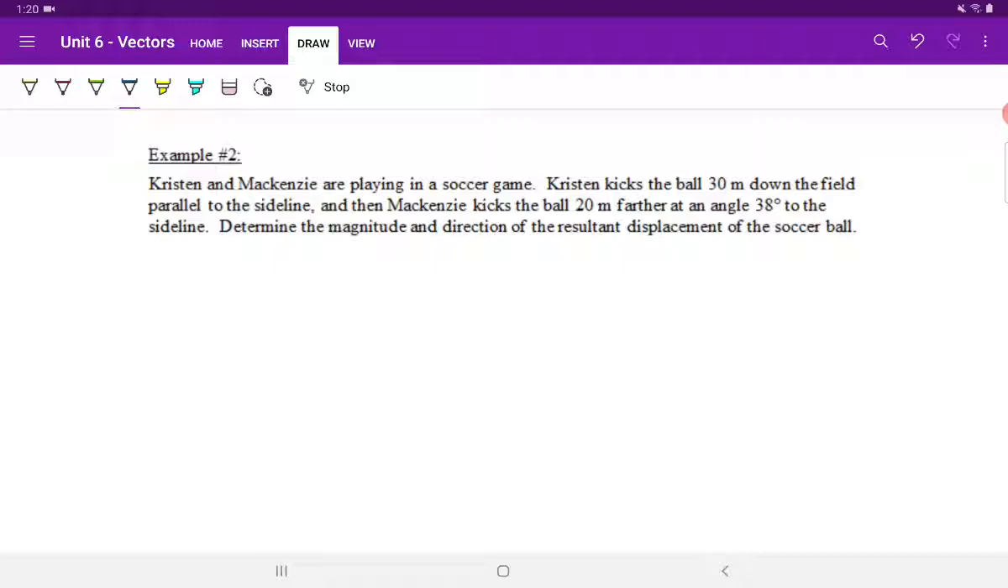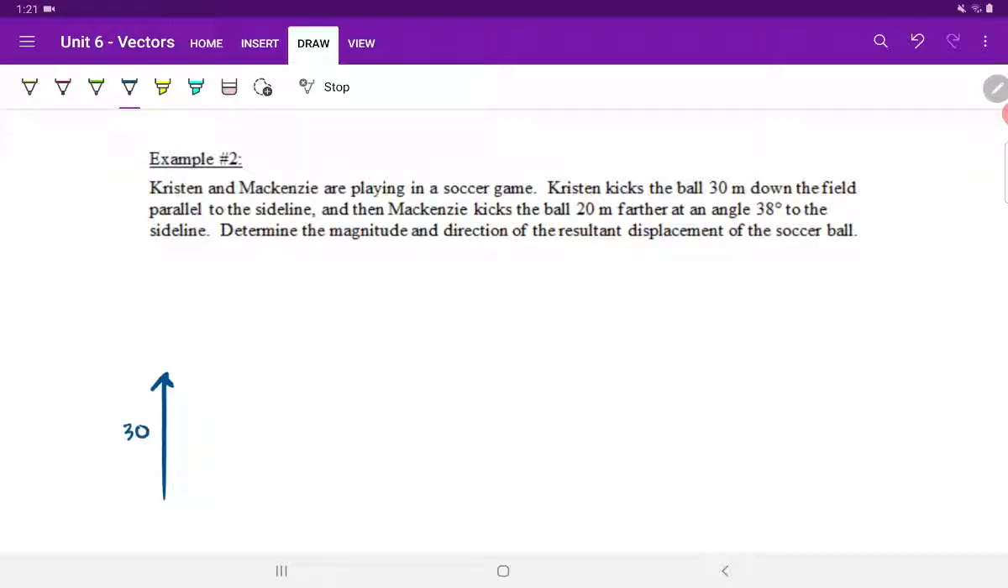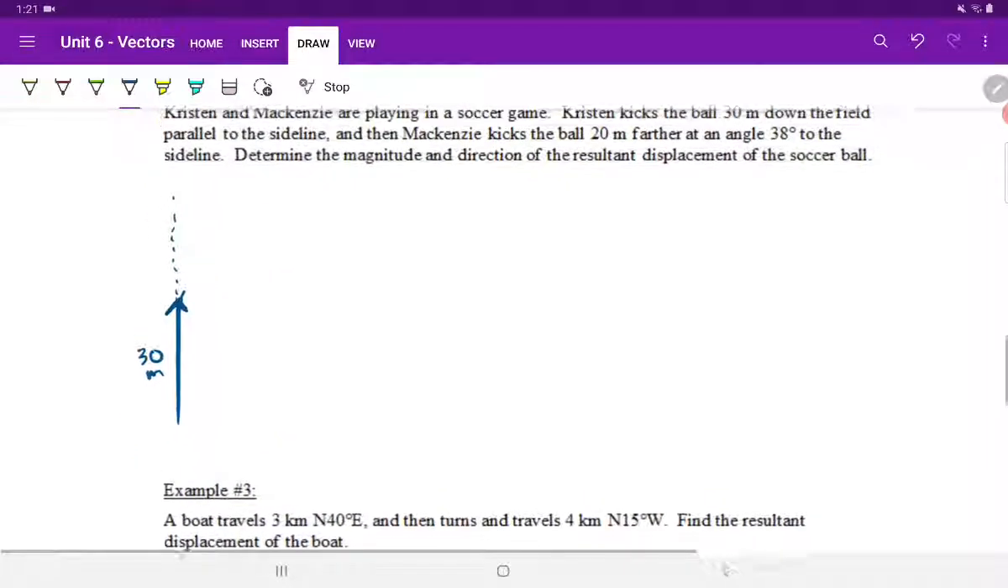Okay, so we have 30 meters down the field parallel to the sideline. So let's assume the sideline runs north and south. So this is our 30 meters. Then Mackenzie kicks the ball 20 meters farther at an angle 38 degrees to the sideline. So remember, the sideline's parallel to this line. And if we're 38 degrees to the sideline, then the kick must have gone somewhere in the direction like so.